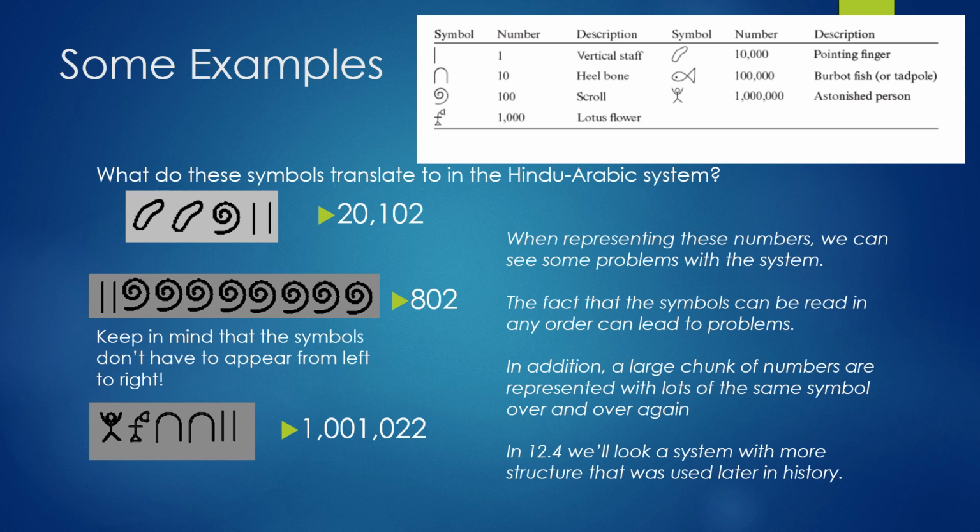And, well, you might see a problem with the system. So in 12.4, we're actually going to look at a system that's got a little bit more structure that was used later in history, while it still keeps a lot of this same symbol meaning group of numbers kind of thing.